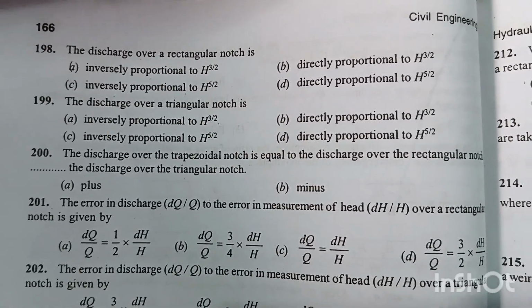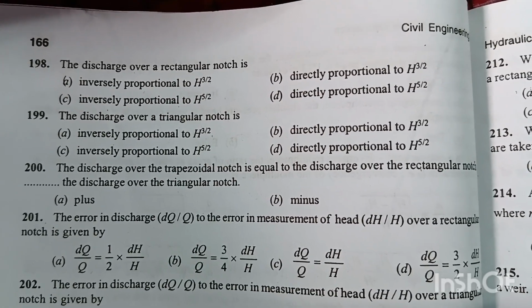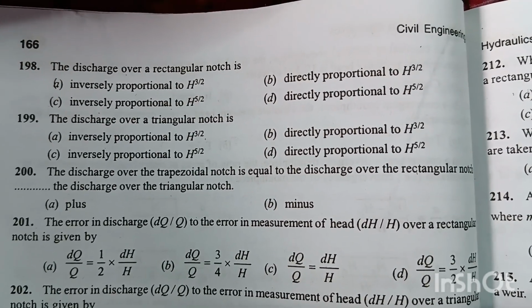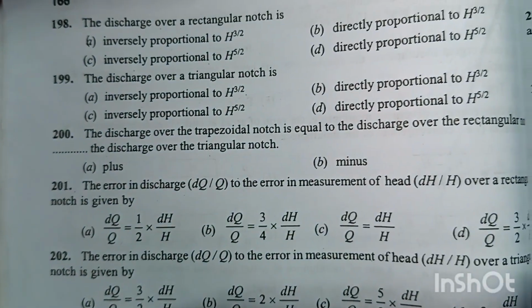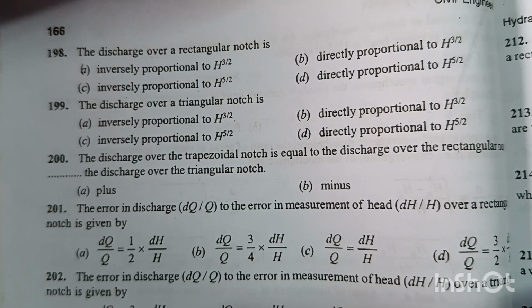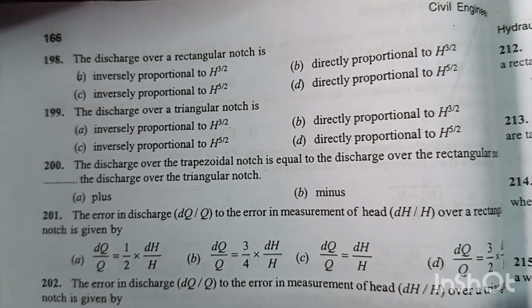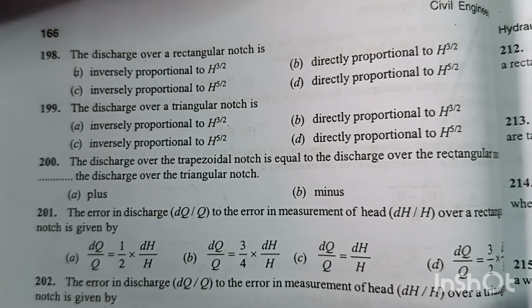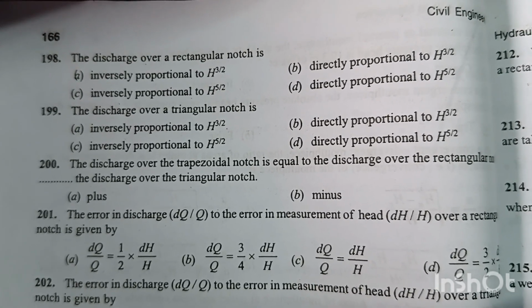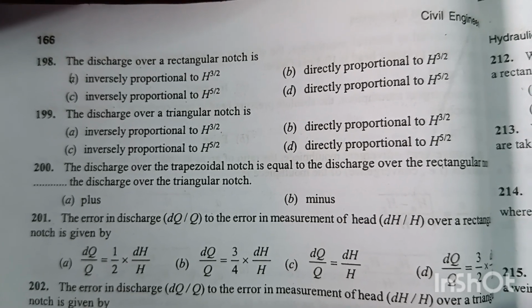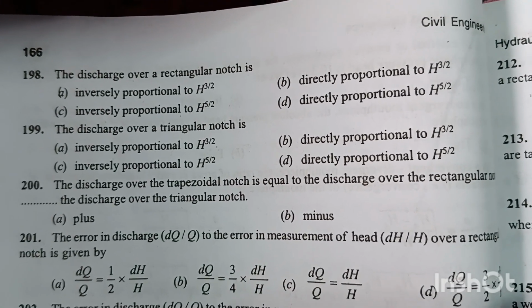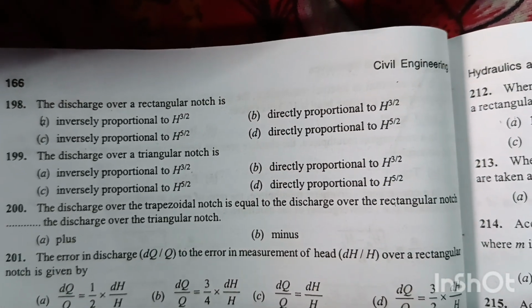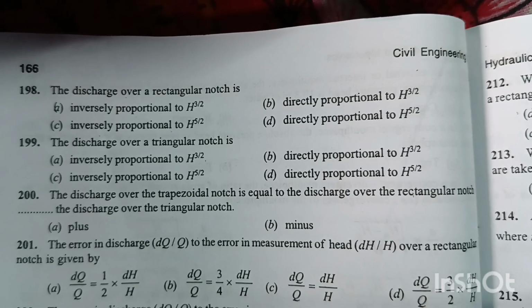Question number 198. The discharge over a rectangular notch is: Option B is right answer. Directly proportional to H to the power 3 by 2, where H is the head of the liquid above the sill of the notch. Question number 199. The discharge over a triangular notch is directly proportional to H to the power 5 by 2. Option D is right answer, because we know the formula for a triangular notch equal to 8 by 15 into CD into root over 2G into H to the power 5 by 2. Question number 200. The discharge over a trapezoidal notch is equal to the discharge over the rectangular notch plus discharge over the triangular notch. Option A is right answer.